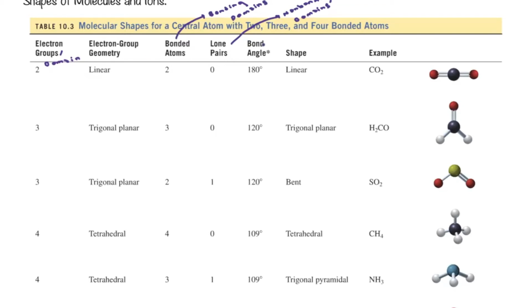So for example here, in CO2, when you draw the Lewis structure for that, you've got simply two double bonds. So you've got two bonding domains and no non-bonding domains, or two bonded atoms and no lone pairs. Okay? The shape of this is linear, and the bond angle, since it's just a line, is 180. All right, not too crazy.